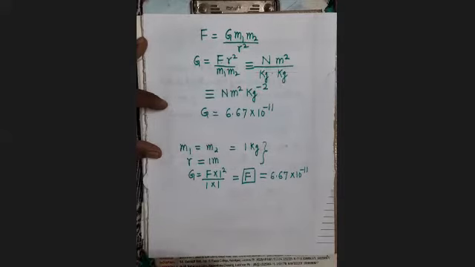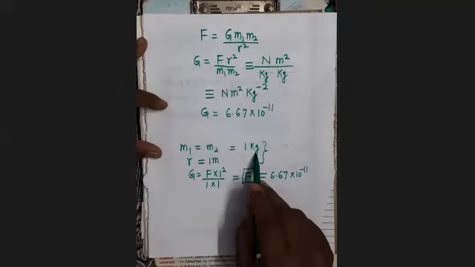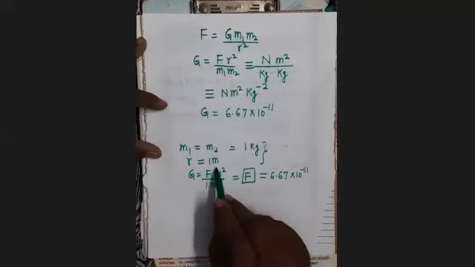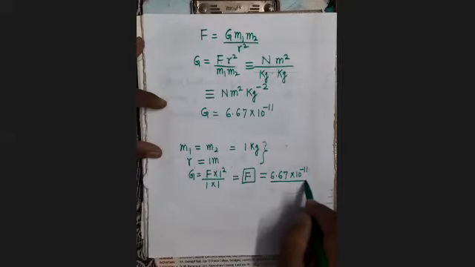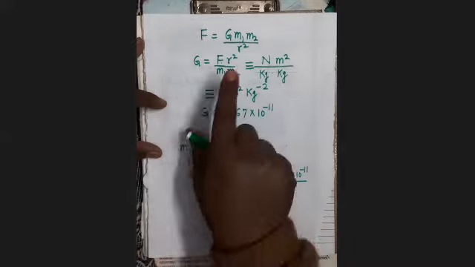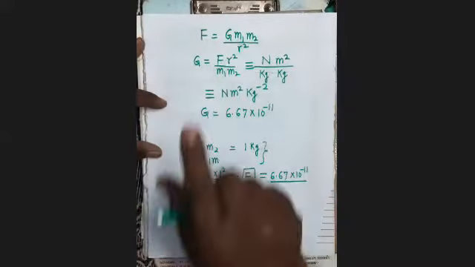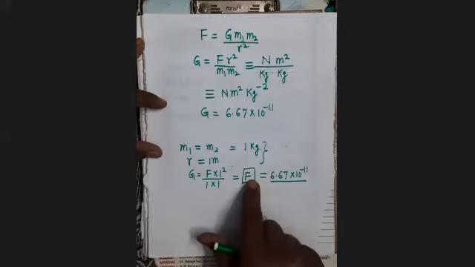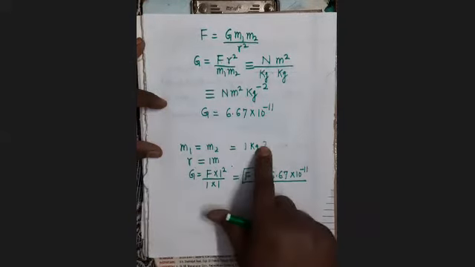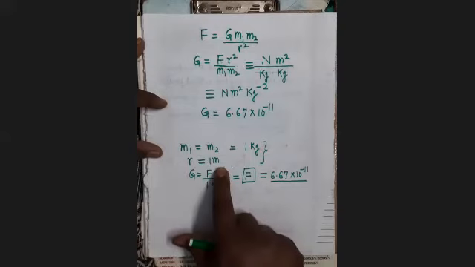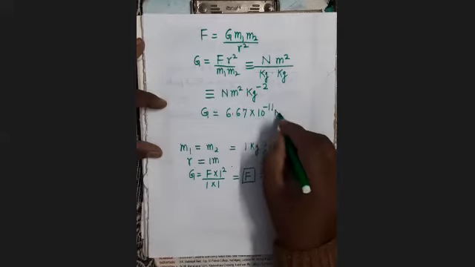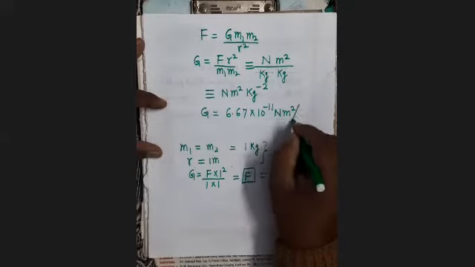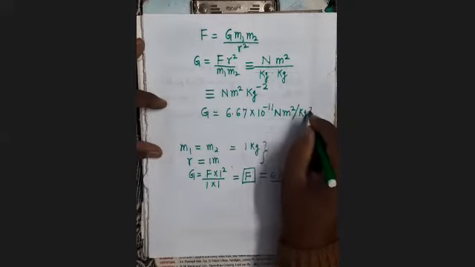It's clear. When there are two masses of 1 kg situated at a distance of 1 meter apart, it was found that this much force exists between them. And as we know from this formula, the value of G is equal to F, if the masses are 1 kg each, separated by a distance of 1 meter. So its value is this, in Newton meter square per kg square.